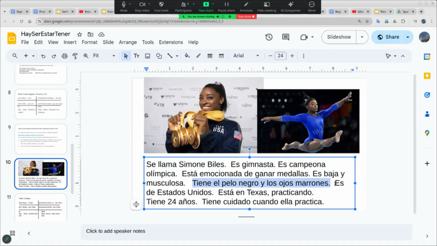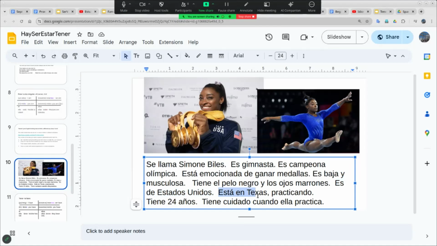Okay, see? Now I'm going to talk where she's from. Ser is also, besides an ID tag, about where you're originally from, what your nationality is. Es de Estados Unidos. Es de, she's from. The de is the from part. Es de Estados Unidos. Where you were born cannot change. It's where you're from, it's never going to change. So we use ser for that, not estar, right?